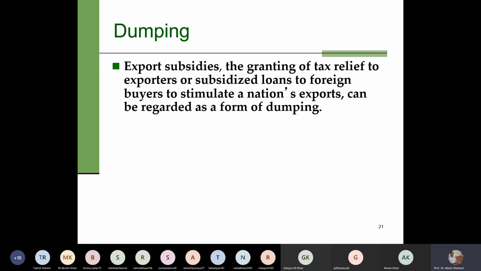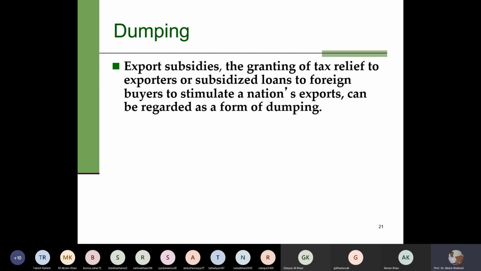Then sometimes there are export subsidies, and they can also be regarded as a form of dumping. Export subsidies are the granting of tax relief to exporters, or subsidized loans to foreign buyers, to stimulate national exports. So this is also not allowed, because it is also considered a form of dumping. The example of this is, suppose we are selling rice in the international market, and India is also selling rice in the international market. So Pakistan and India are competitors for rice in the international market.